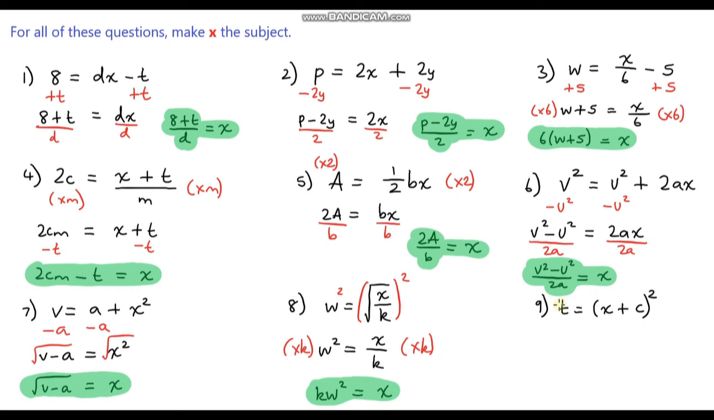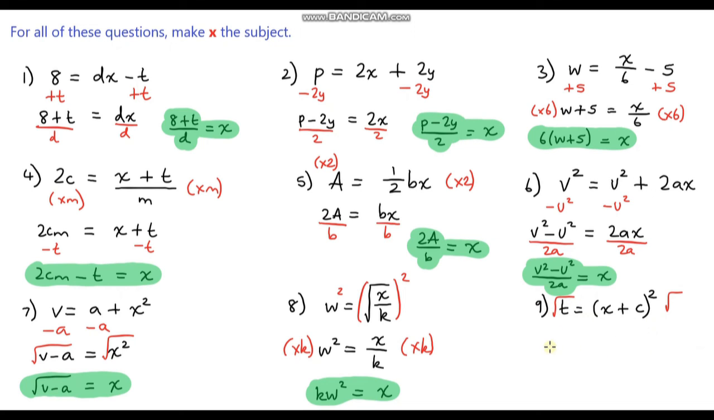And finally, the last question. So well done if you have persevered and managed to get through this video until this point. So we have t is equal to x plus c, and all of that is being squared. So first of all, we're adding c, and then we're squaring. So we need to get rid of this square first. And the inverse of squaring is square root. So we need to square root the right and square root the left.